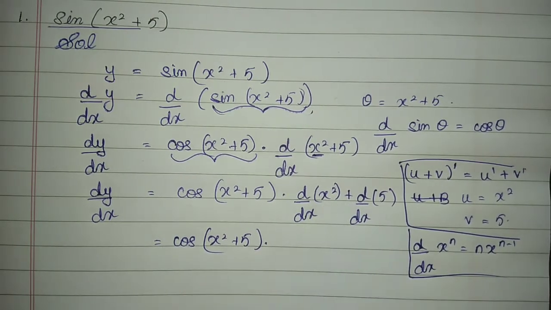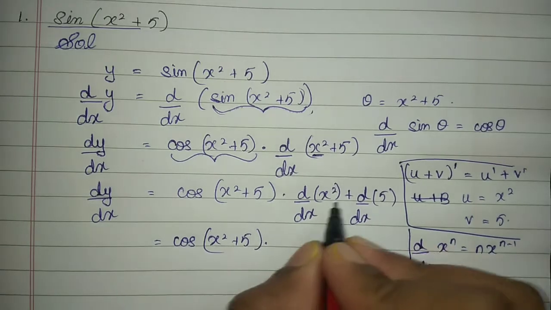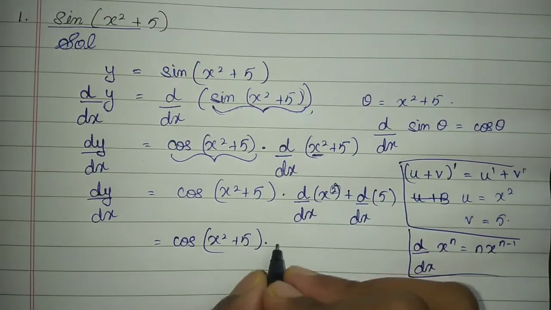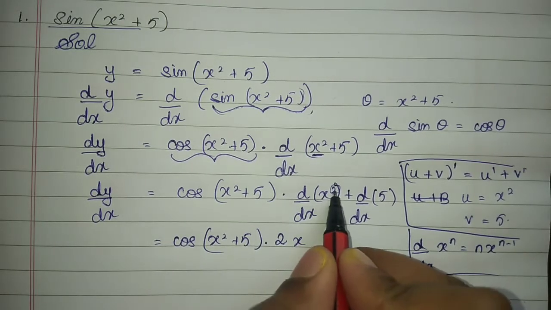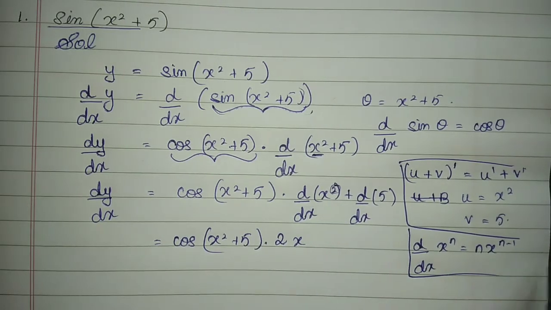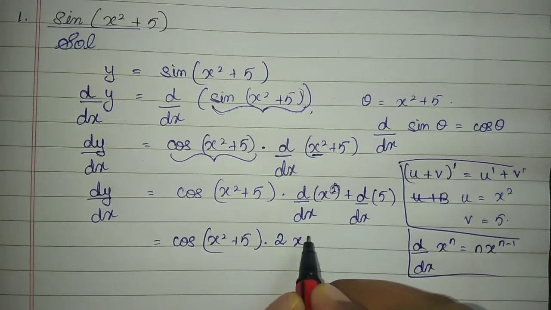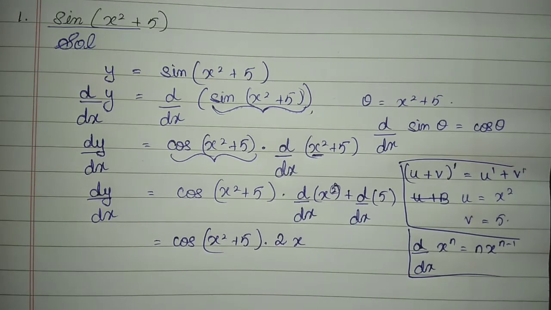So I will be using that formula here. What is n here? It is 2. So 2 into x power 2 minus 1. This is the formula, no? n minus 1. So 2 minus 1 is 1, so I am leaving it as it is.